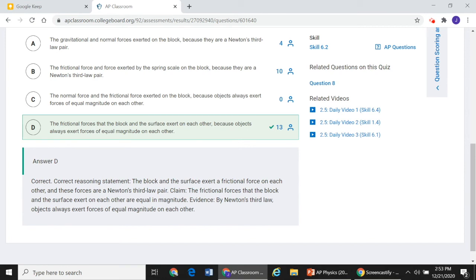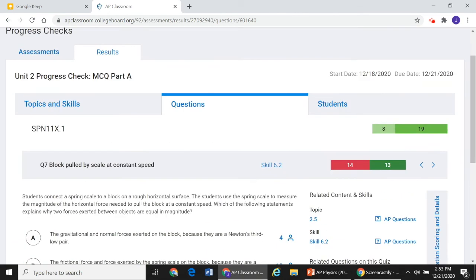It says correct reasoning statement, the block and the surface exert a frictional force on each other, and these forces are a Newton's third law pair. That's the idea. They always exert forces on each other that are equal and opposite if it's the same 2 objects in question.